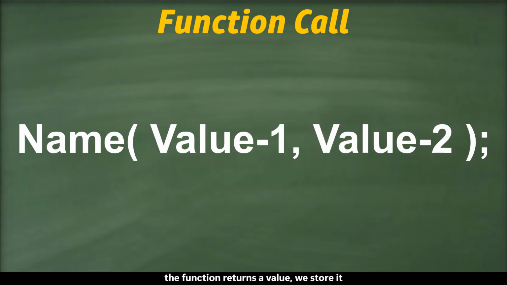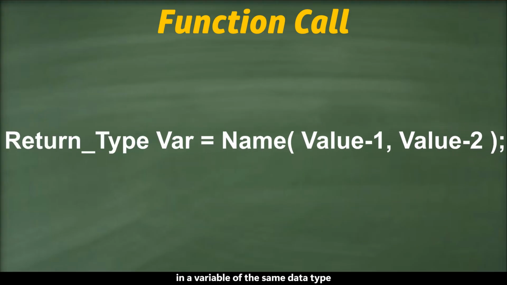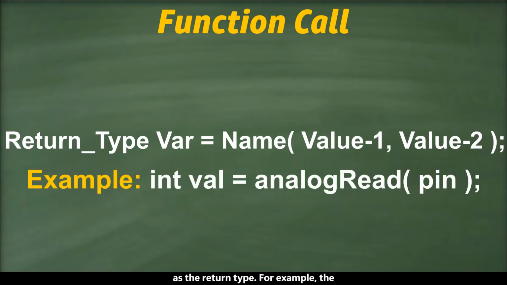Finally, if the function returns a value, we store it in a variable of the same data type as the return type. For example, the analogRead function returns an integer value representing the analog voltage on a specified pin, so we always use an integer variable to store its returned value.